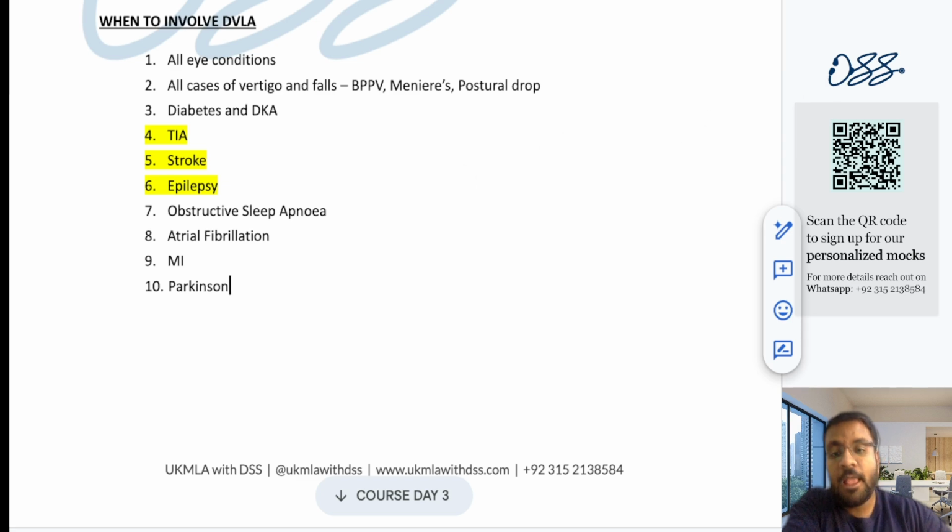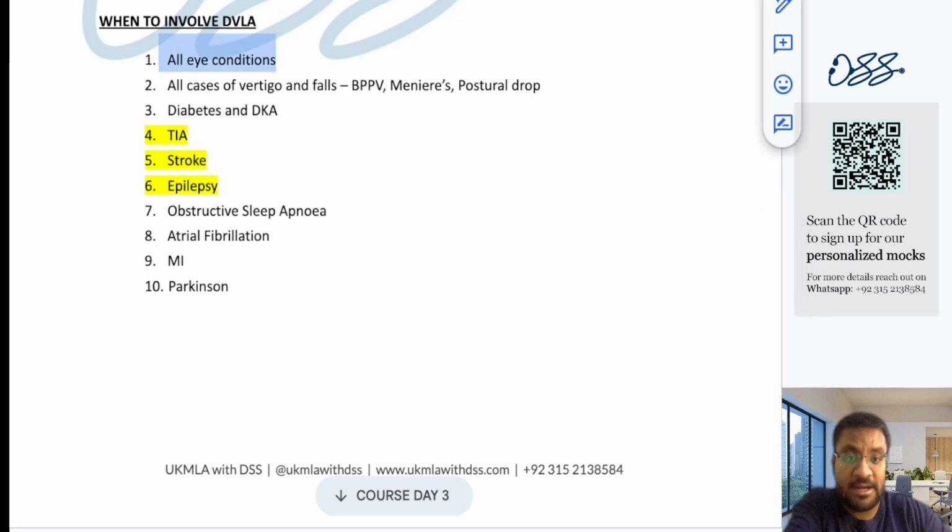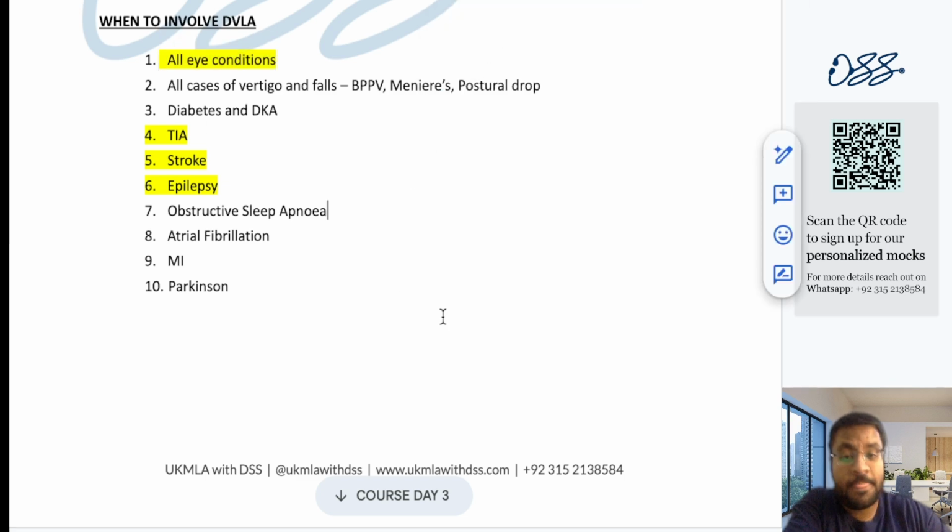Other than that, all eye conditions. We discussed that an eye patient cannot drive, so all eye conditions need driving advice and DVLA notification. All cases of vertigo, BPPV, Meniere's disease, postural hypotension, all of these do require DVLA involvement. Other than this, diabetes and DKA patients: a diabetic patient can go into hypoglycemia, and a DKA patient can become comatose, so all of these cases do require DVLA involvement.